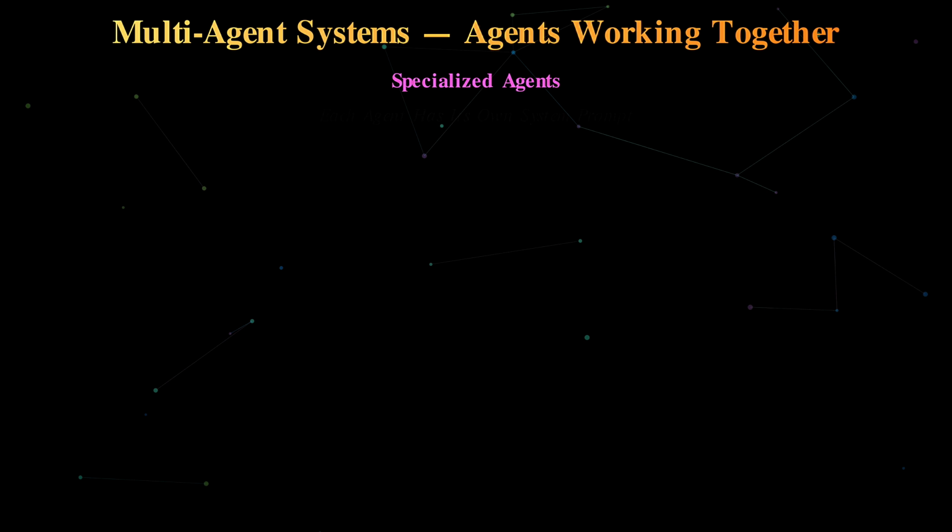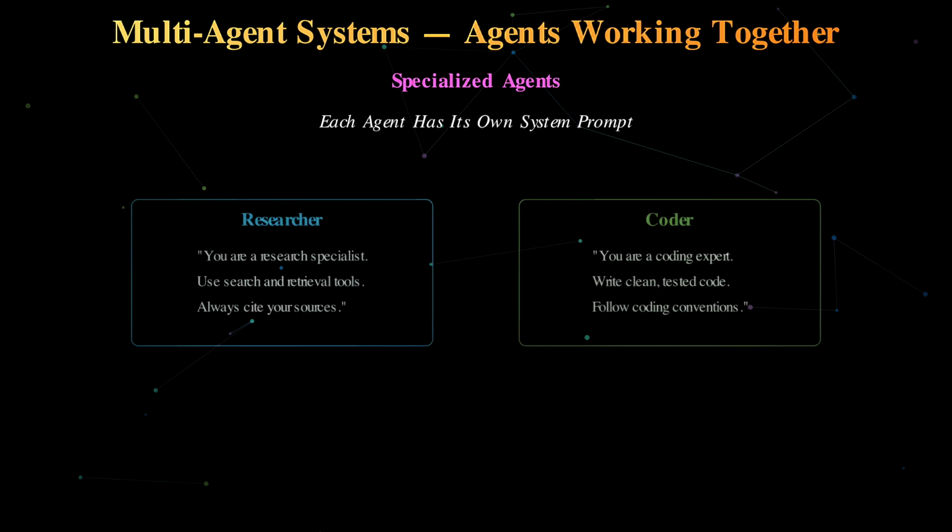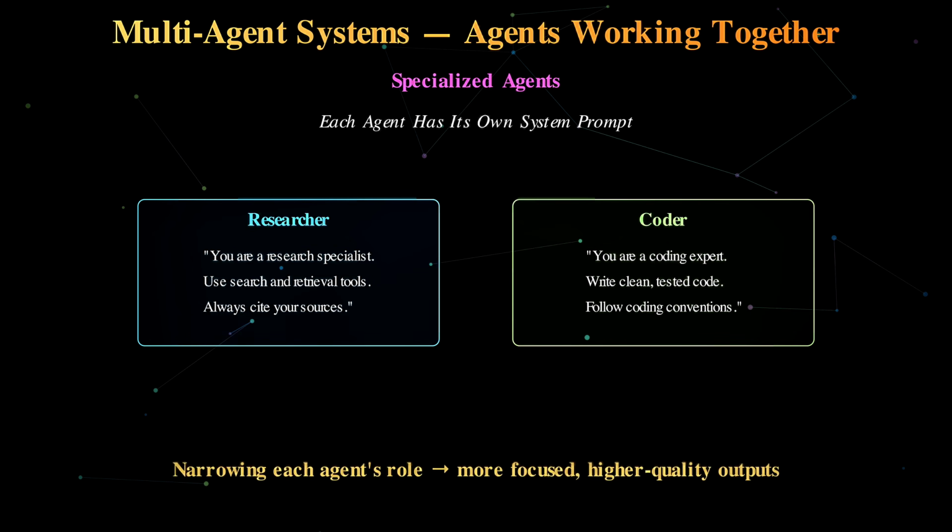The researcher's system prompt says something like, "You are a research specialist. Use the search and retrieval tools to find accurate information. Always cite your sources." The coder says, "You are a coding expert. Write clean, tested code. Follow the project's coding conventions." By narrowing each agent's role and available tools, you get more focused, higher quality outputs than a single general-purpose agent trying to do everything at once.